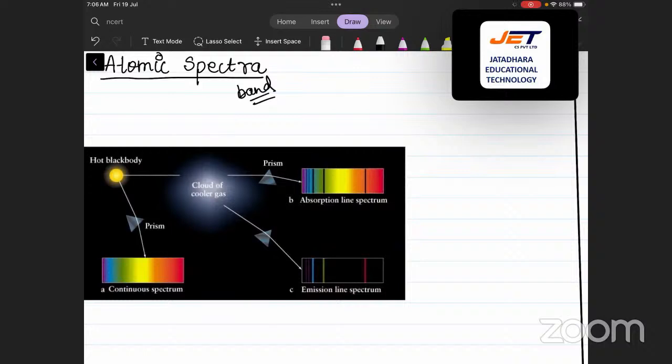So there are two kinds of spectrum. One is the absorption, another one is the emission spectrum. And then finally we will continue with the emission spectrum for hydrogen atom. And there also we will see the formulas: how do I give the value of these lines and how do I calculate the number of lines that I see for the particular atom.